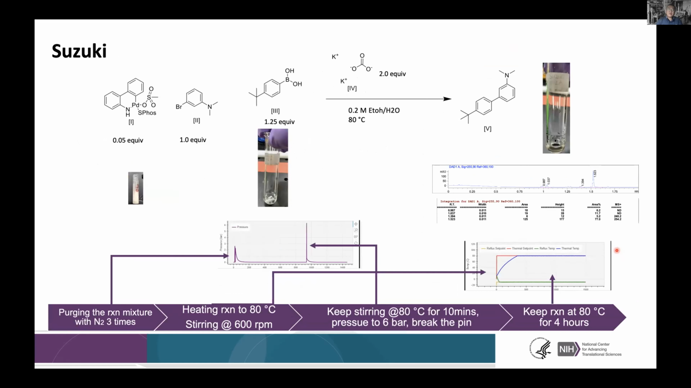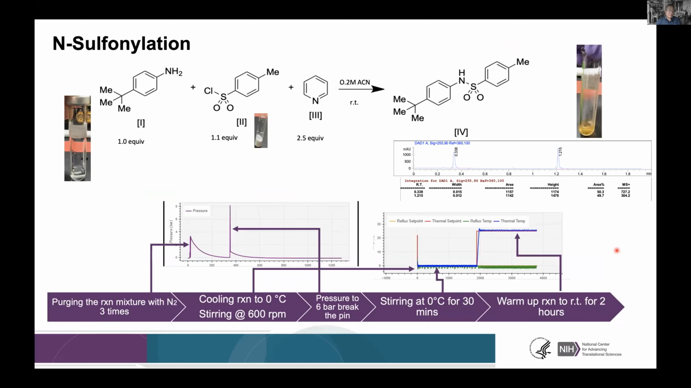So here is another example, a Suzuki reaction, where we're trying to break the pin at 80 degrees. So we're sending the command to run the reaction, heating the reaction first, and then break the pin. And then there's another reaction example we can talk about later, the sulfonation, and we also make the pin for sulfonic chloride, and you can see we're running very different conditions for that. And here we want to run the reaction at 0 degrees first, and then we break the pin at 6 bars. And after that, we can just easily raise the temperature.